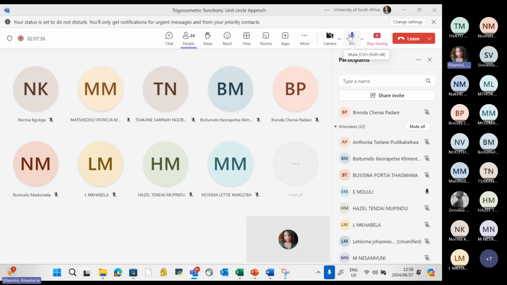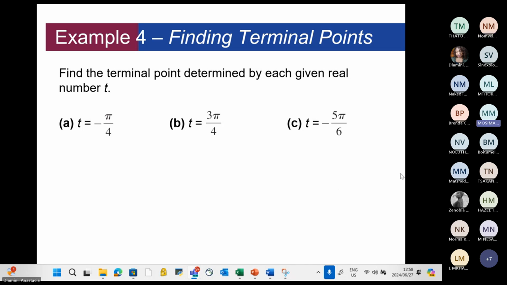Did you find the first one? So what did you get as the terminal point? Negative 1 over square root of 2, and 1 over root 2. So you got the terminal point as root 2 over 2, negative root 2 over 2. Did you all get that one? No, the first one is positive. Did you all get that one?